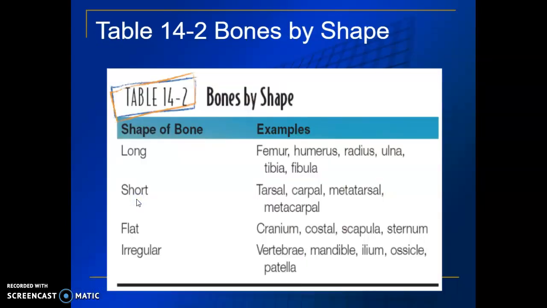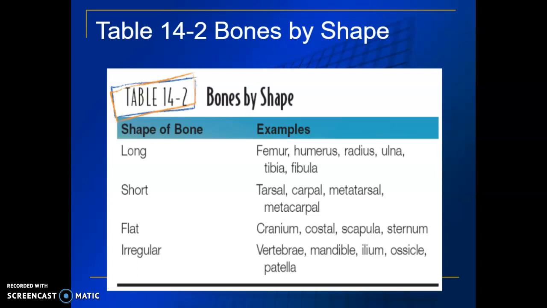So there are different shapes of bones. The long bones: your femur, which is your thigh bone, your humerus, which is your upper arm, the radius and ulna, which are the lower bones of your arms, and the tibia and fibula, the lower bones of your legs. Those are all called long bones. Then there are the little short bones: the foot bones, the hand bones, the wrist bones.